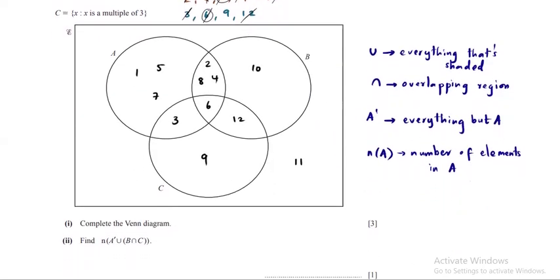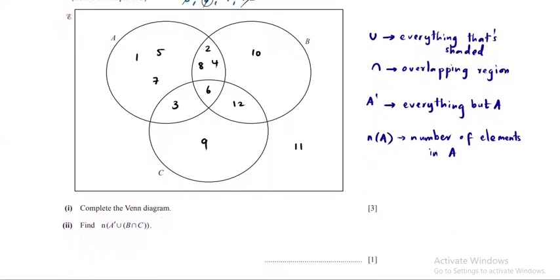Let's see what we have next. Once the Venn diagram is complete, we are supposed to find n of A complement union B intersection C. This n stands for the number of elements that belong to this region. First, we need to identify what this region is.